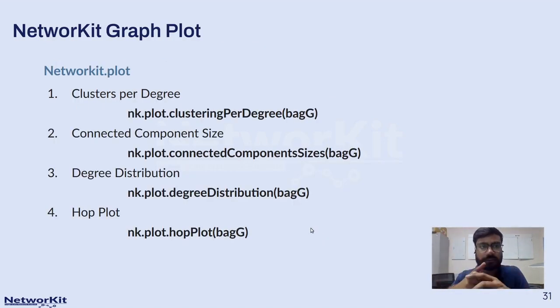One of the key functionalities is that NetworKit graph plotting is already available in this tool. Plotting is a very crucial part of analyzing anything, when we are talking about histogram plotting, box plotting, scatter plotting, and further things. NetworKit provides some plotting algorithms like clustering per degree plots, connected component size plotting, degree distributions, hop plot, and many others.